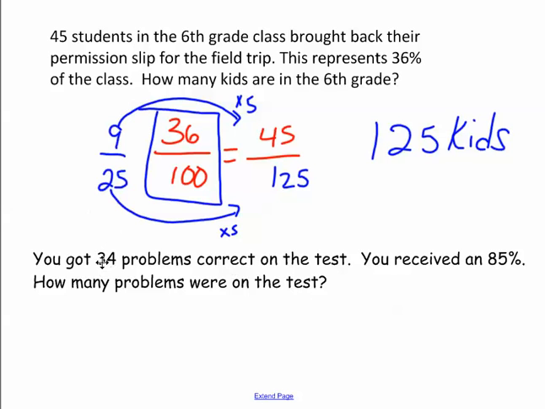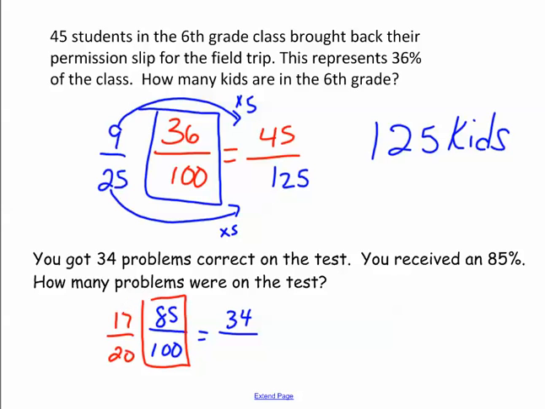Okay? Our next one, 34 problems correct. You got 85%, so that's 85 out of 100, and you got 34 correct. Okay, but I want to know how many total problems there were. Again, I cannot go from 85 to 34, so I need to simplify. If I simplify this, I'm going to divide by 5 because I know they both end with a 5 and a 0. So that gives me 17 twentieths. Oh, and 17 times 2 gives me 34. So 20 times 2 gives me 40. So how many problems were on the test? There were 40 problems.